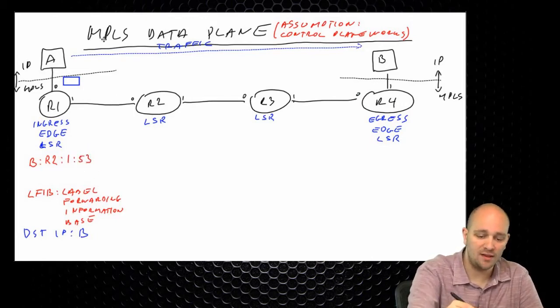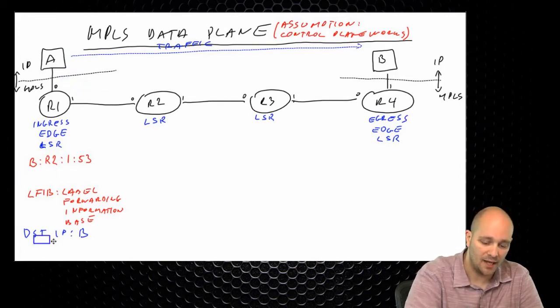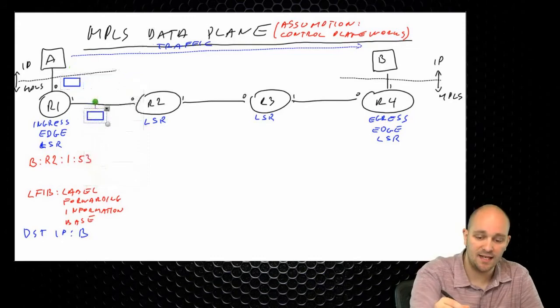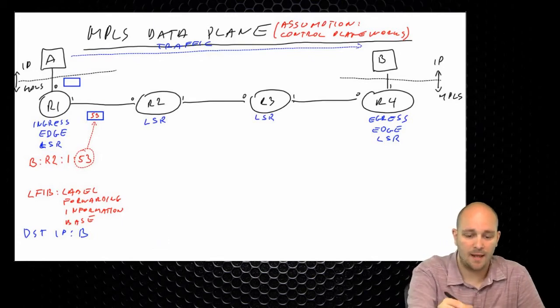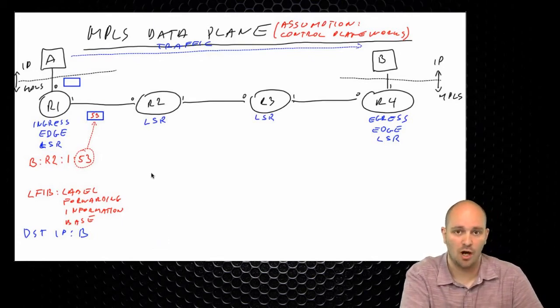Okay? So now, when this IP packet here arrives, we are performing an LFIB lookup and we say, oh, okay, destination IP address is B. That means that in the LFIB, we are looking for B and it says, okay, send it to R2 out of interface 1. That means it will be sent out of this interface and use label 53. So what we are going to have now is an IP packet that goes here and that gets installed a label from the LFIB, 53. So we get this label 53 installed on this packet.